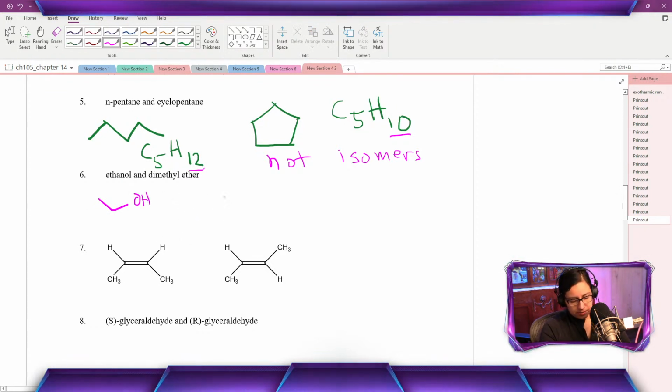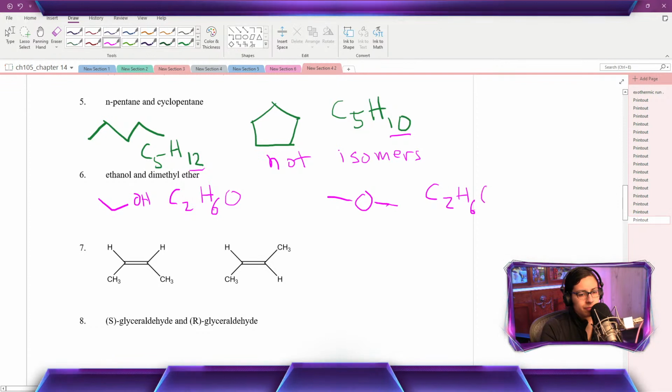And so now this is C2H, 1, 2, 3, 4, 5, 6, O. And then so dimethyl ether. So ether, 2 methyls. So C2H6O. So now, same formula. So they are indeed isomers, and they would be A, constitutional isomers, since they have different groups and different connectivity.